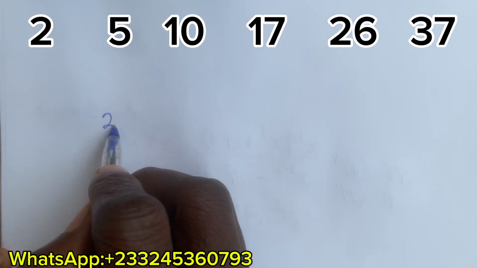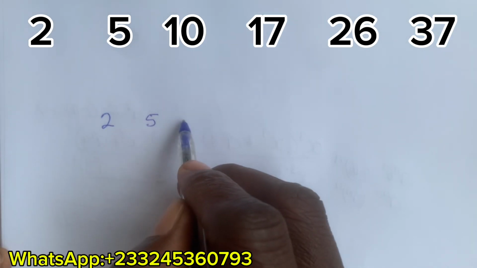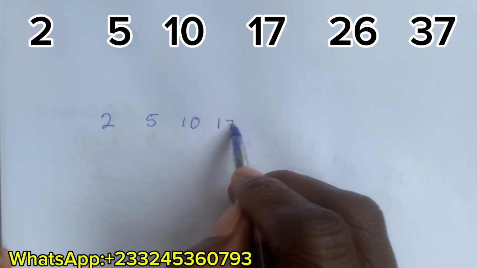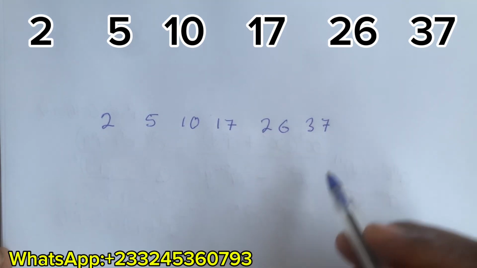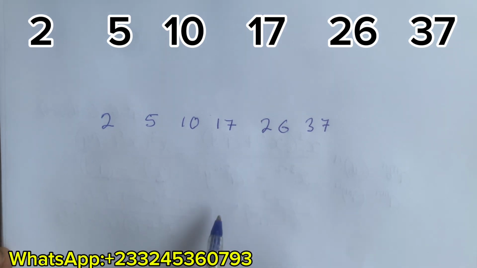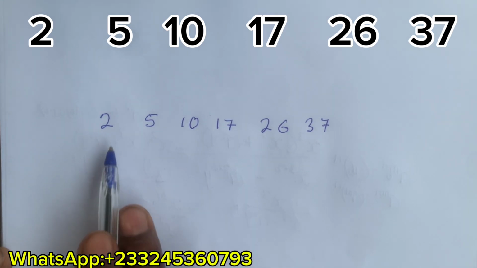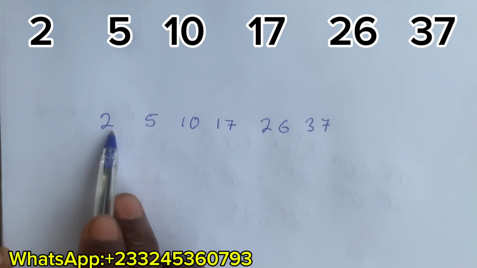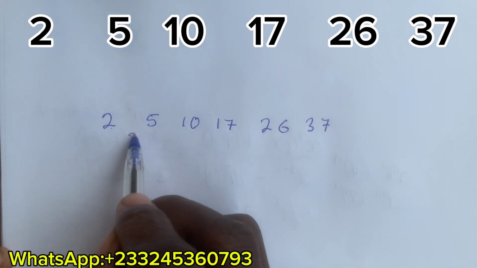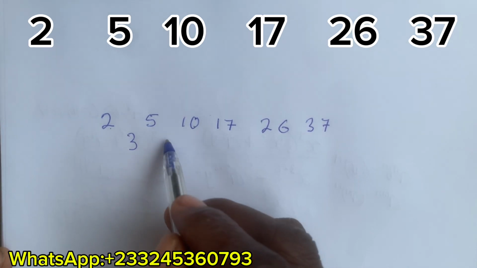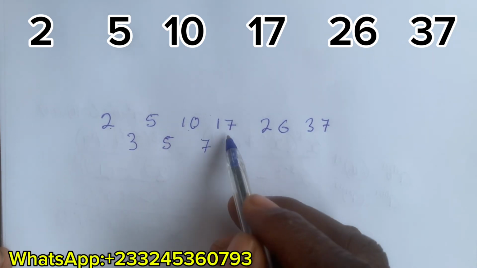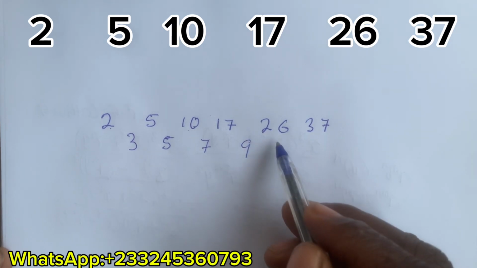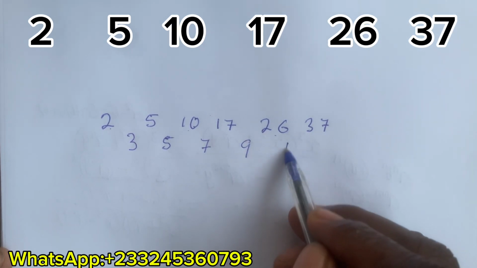We have 2, 5, 10, 17, 26, 37. So what is the nth term of this sequence? Now let us find the common difference. If we take 2 from 5, we get 3. If we take 5 from 10, we get 5. If we take 10 from 17, we get 7. 17 from 26, we get 9. 26 from 37, we get 11.